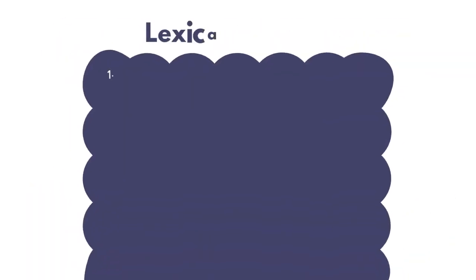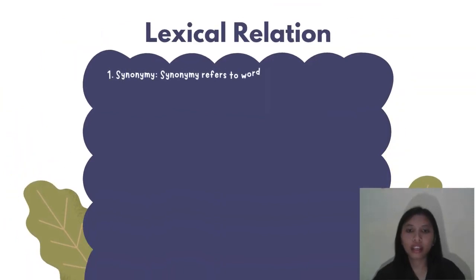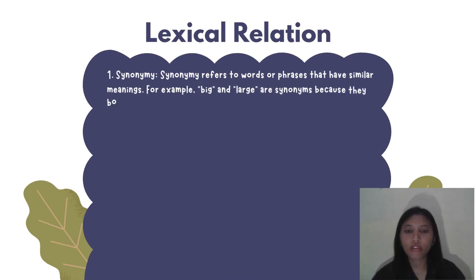Lexical relation. Lexical relations are divided into 8. Number 1, synonymy. Synonymy refers to words or phrases that have similar meanings. For example, big and large are synonyms because they both convey the idea of size.